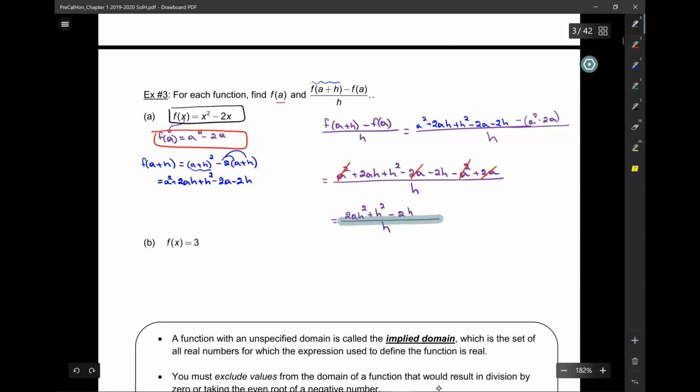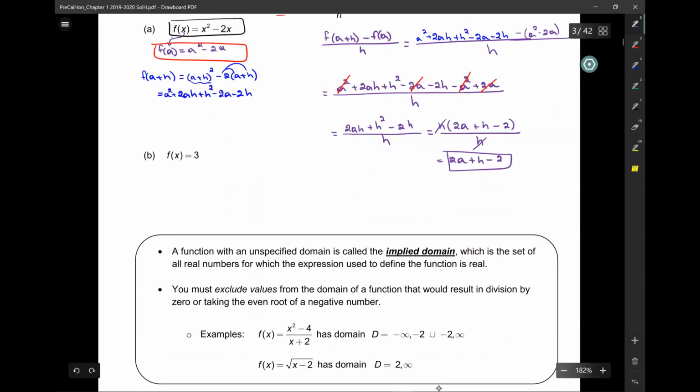What can I factor out of the top? How did you get 2ah squared? I didn't. 2ah plus h squared. I can factor out an h, and I get 2a plus h minus 2, all over h. Now what? You cancel out the h's, and I'm left with 2a plus h minus 2. Okay? Okay. All right, so let's do another one.